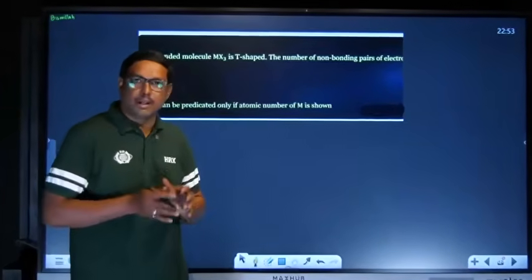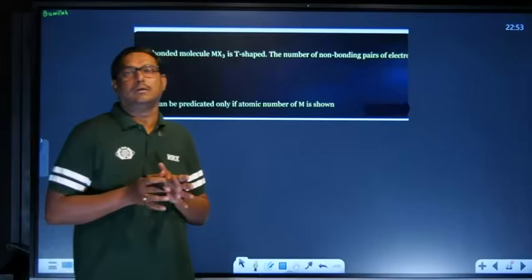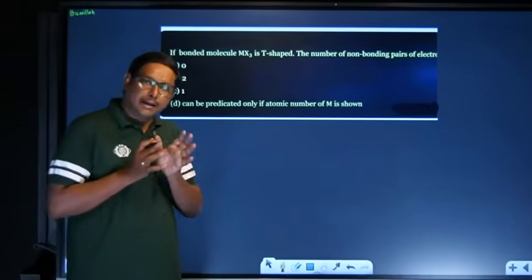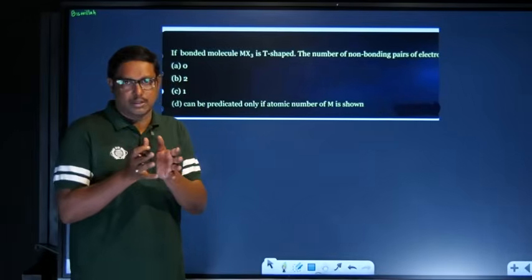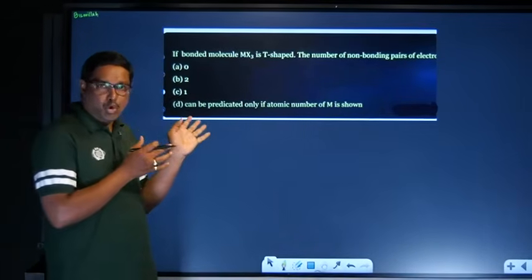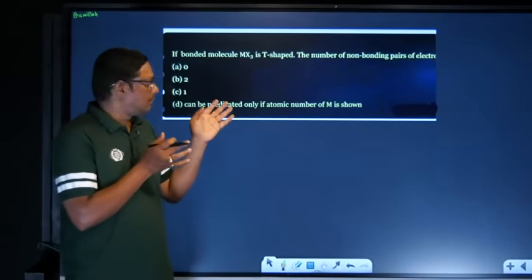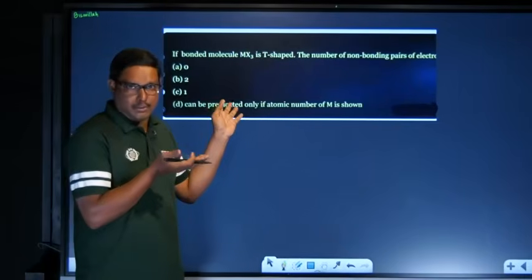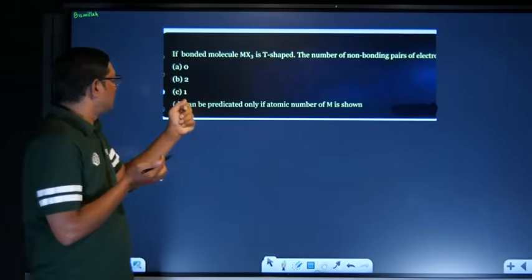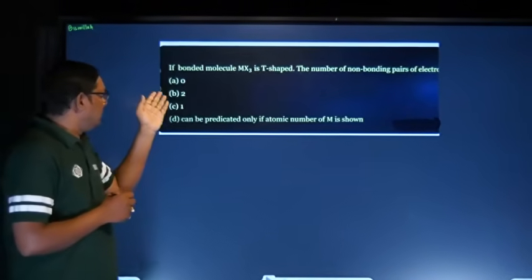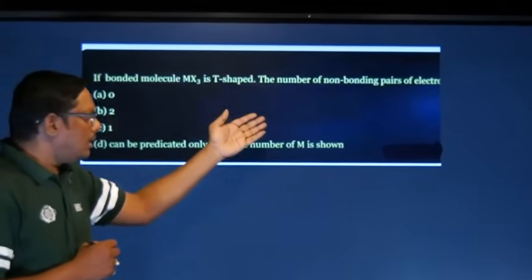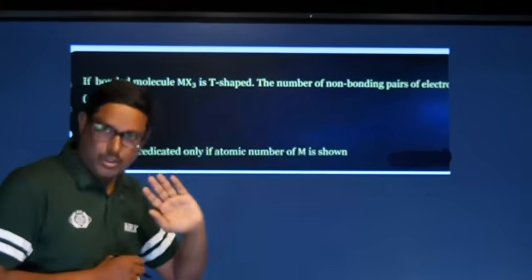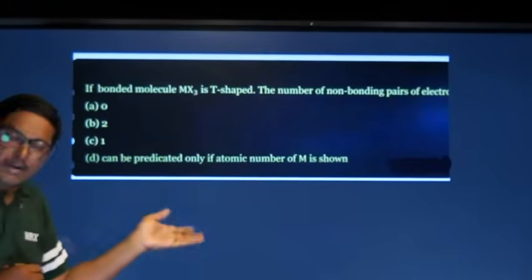Hi students. We know chemical bonding is a most important chapter for any entrance examination. In NEET, they're going to ask a minimum of 4 to 5 questions. So today we'll discuss the most important NEET questions from chemical bonding, also the most expected ones. First question: if a bonded molecule MX3 is T-shaped, the number of non-bonding pairs of electrons. This question was asked in NEET this time also.